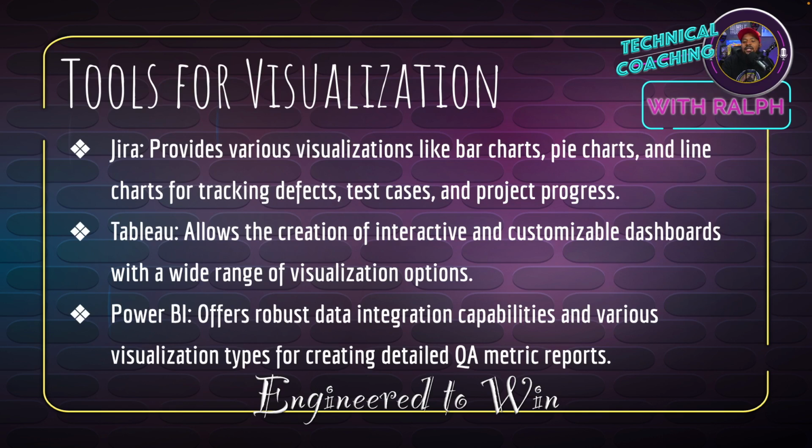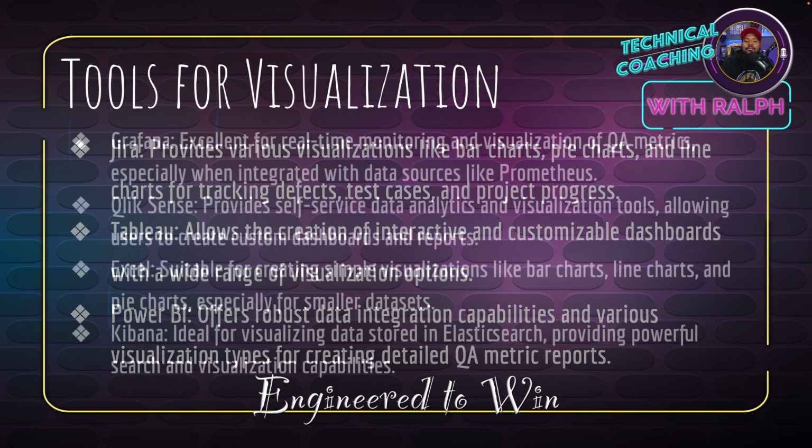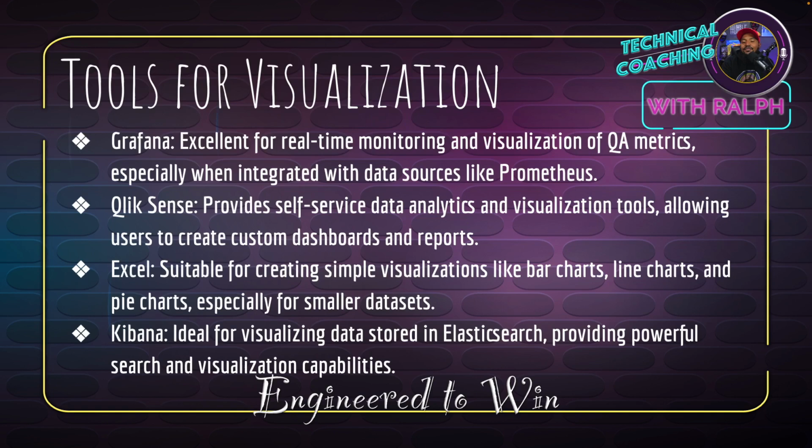It allows the creation of interactive and customizable dashboards with a wide range of visualization options. And then there's Power BI, another super powerful tool, which offers robust data integration capabilities and various visualization types for creating detailed QA metric reports. Then we move on to Grafana, which we have used here in one of our cybersecurity explorations, installing Grafana, trying to connect an application to it. Grafana is excellent for real-time monitoring and visualization of QA metrics, especially when integrated with data sources like Prometheus. I think we also tried to set up Prometheus back then as well.